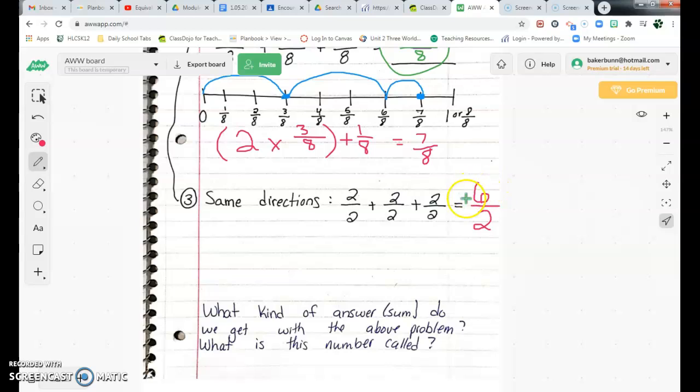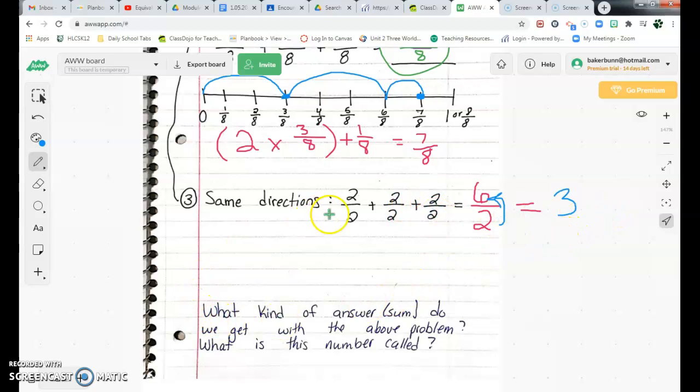So I have to try to convert this into a proper fraction. I do that by asking myself, how many times can the number 2 go into the number 6? Well, if I count by 2's, I go 2, 4, 6. I know that 2 can go into 6 3 times equally. There's none left over. So 2 over 2 plus 2 over 2 plus 2 over 2 is equivalent to 3.